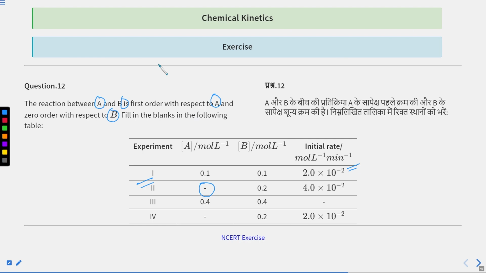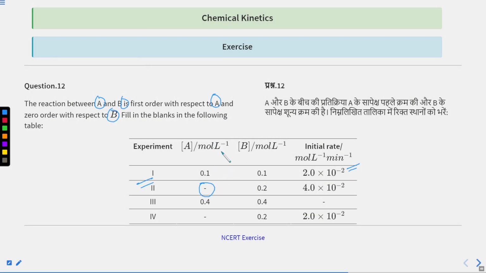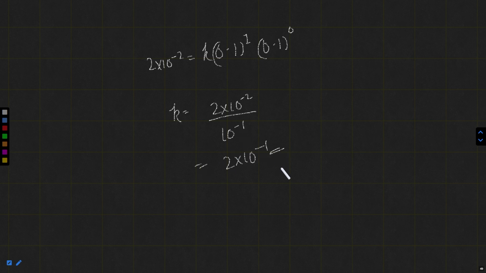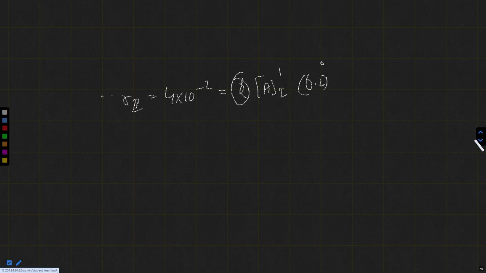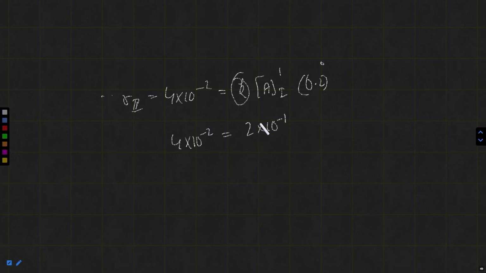For the first case, rate 1 is equal to 2 into 10 to the power minus 2, which equals K times 0.1 raised to the power 1 for A, and 0.1 for B raised to the power 0. So K will be equal to 2 into 10 to the power minus 2 divided by 0.1, which can be written as 2 into 10 to the power minus 1. So this is our rate constant, right? Just put this value here. The rate constant value is 2 into 10 to the power minus 1. A, we have to find. B is at power 0, so this will give you 1.